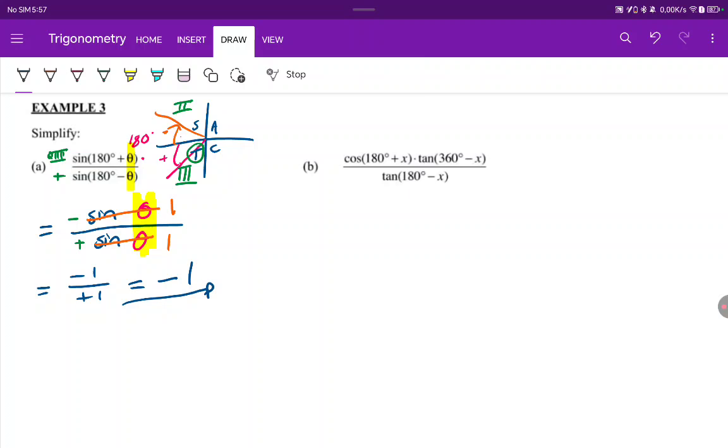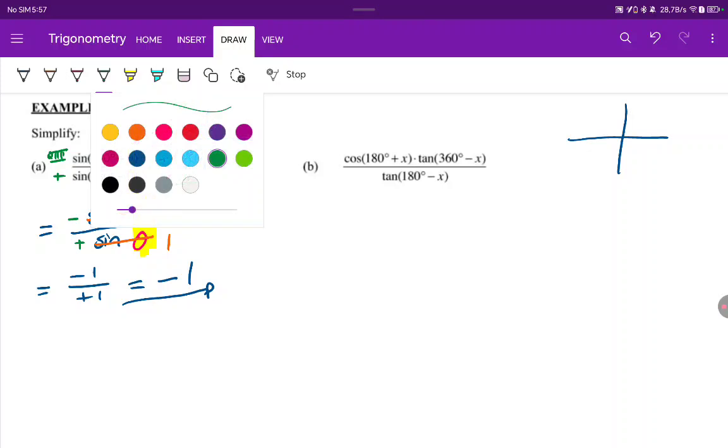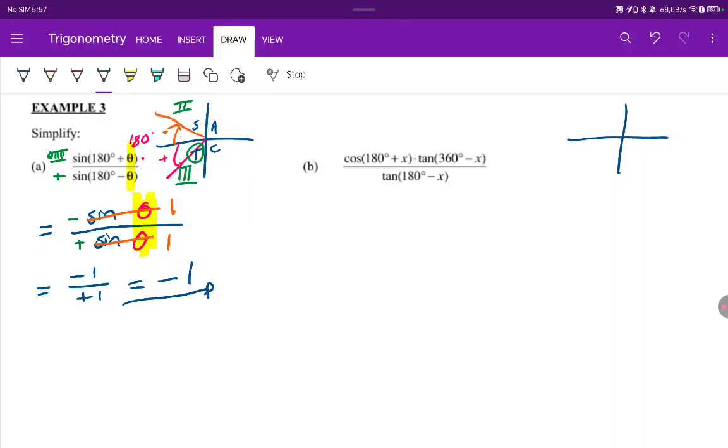Our second one looks as follows. We have cos of 180 plus x multiplied by tan of 360 minus x divided by tan of 180 minus x. So again, your CAST diagram. Let's do each one. 180 plus x is in quadrant number 3. 360 minus x is in quadrant number 4. And tan of 180 minus x is in quadrant number 2.